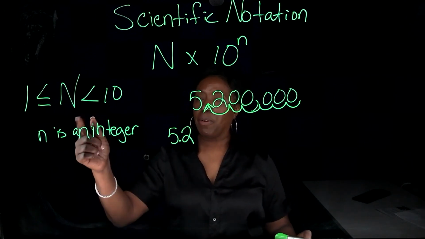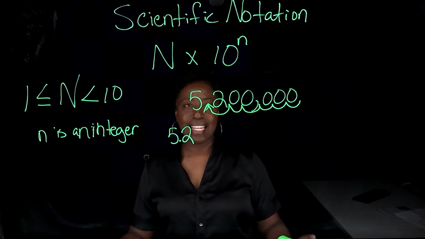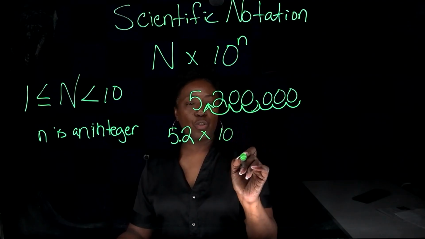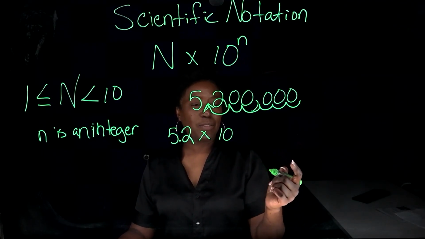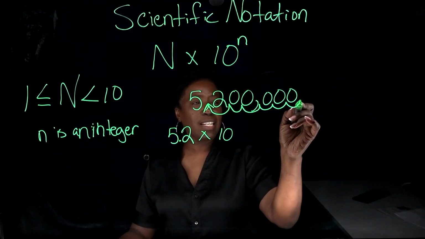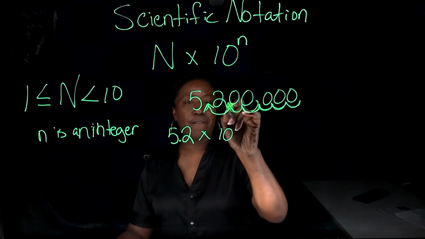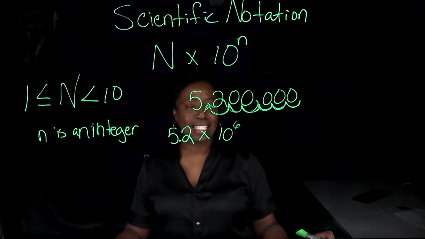5.2 is our capital N, a number that is greater than 1 and less than 10, times 10 raised to the, our lowercase n simply represents how many times we moved our decimal point to the left. So let's count again. 1, 2, 3, 4, 5, 6. So that's 10 raised to the 6th power.